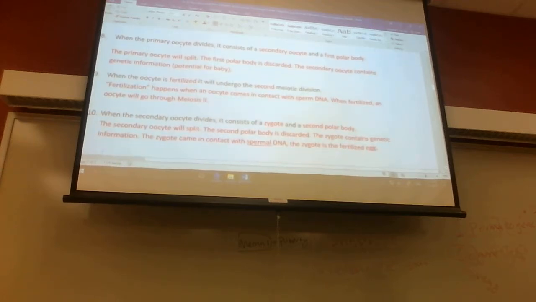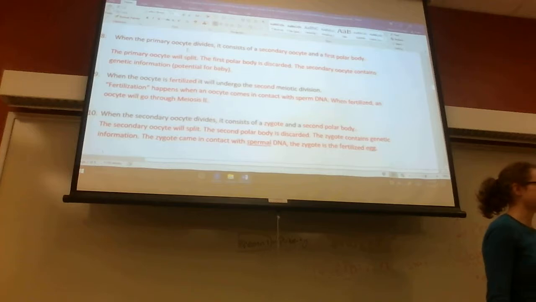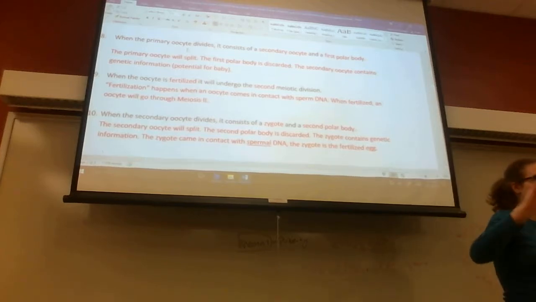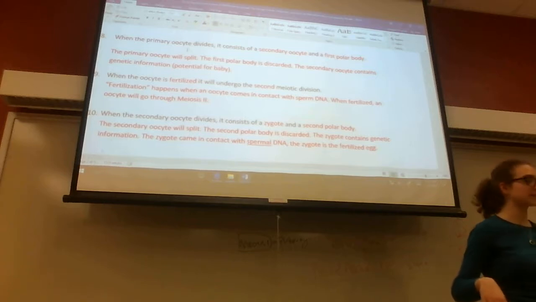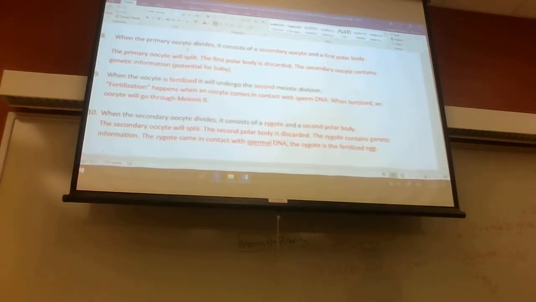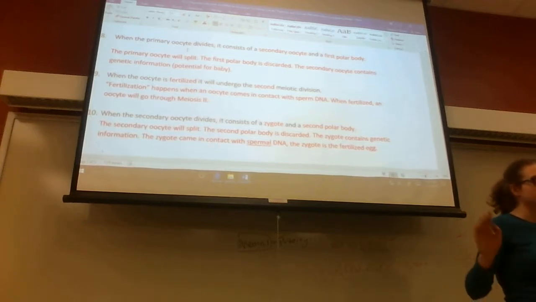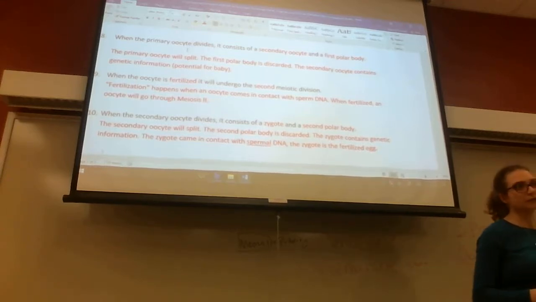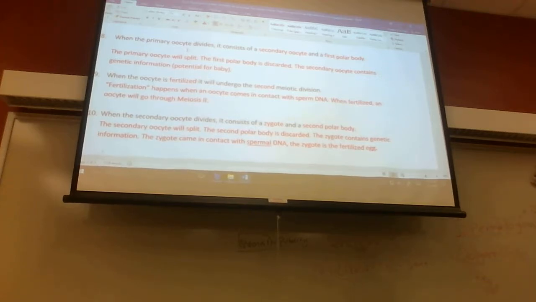So when the primary oocyte divides, it consists of a secondary oocyte and the first polar body. Okay? The polar body is extra material. The secondary oocyte is completion of meiosis 1. So the polar body isn't really anything, it's just genetic material. Extra. It either gets recycled or discarded. We don't really know what happens. I just say recycled because I think that makes sense.